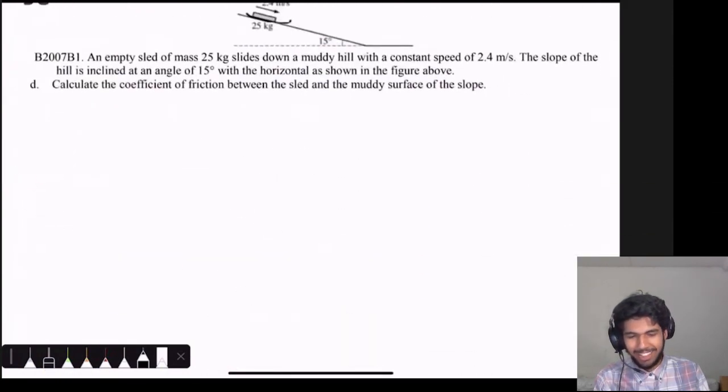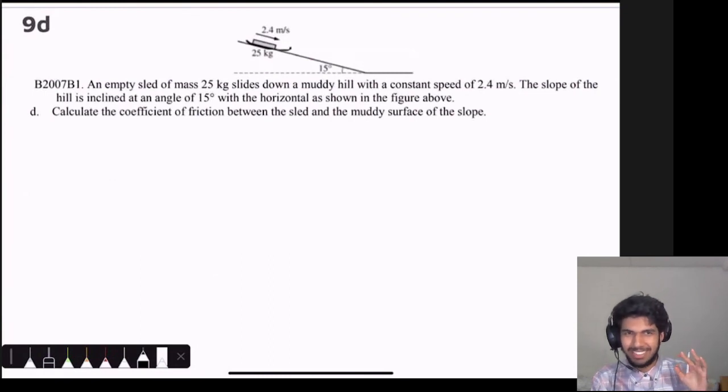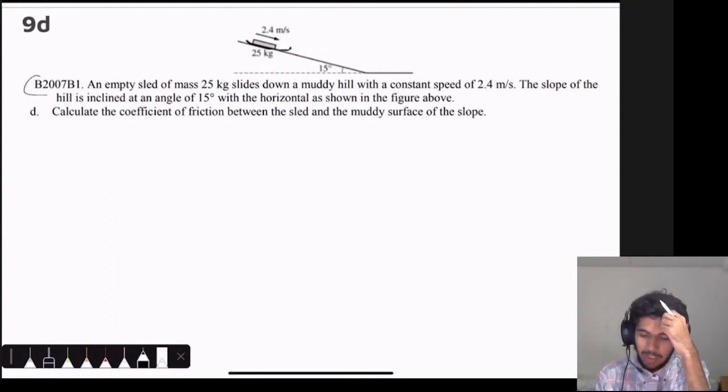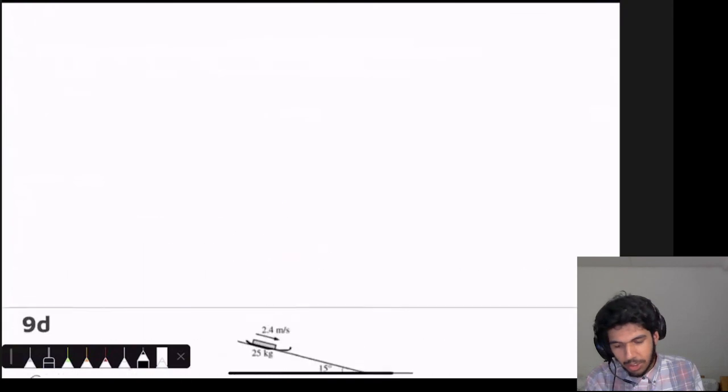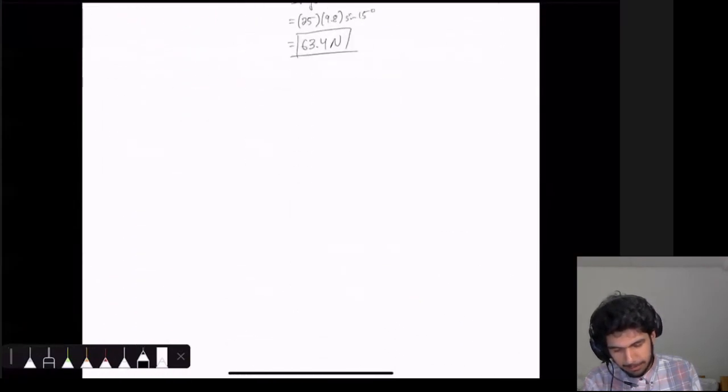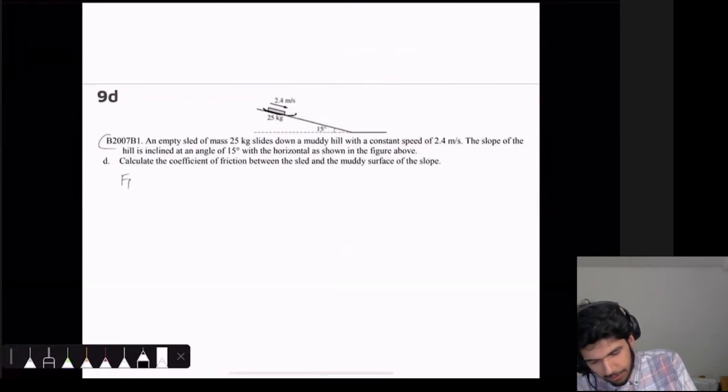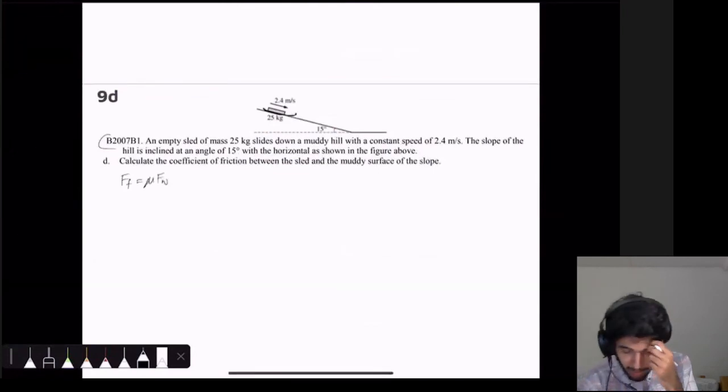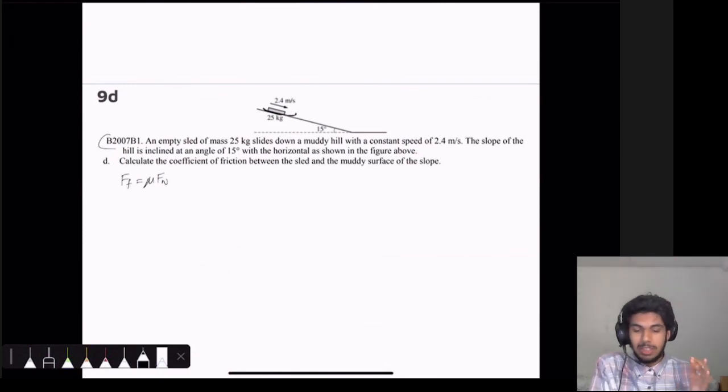And now I assure you, this is the last subpart of the problem. And the prompt for the problem is the same, so we just need to look at D, calculate the coefficient of friction between the sled and the muddy surface of the slope. Okay, let's see what's going on here. Well, we just solved for the force of friction, right? The frictional force. And we want the coefficient of friction. But we know that the force of friction is related to the coefficient of friction because it's equal to the coefficient of friction times the normal force. So if we find the normal force, we can just solve for mu.